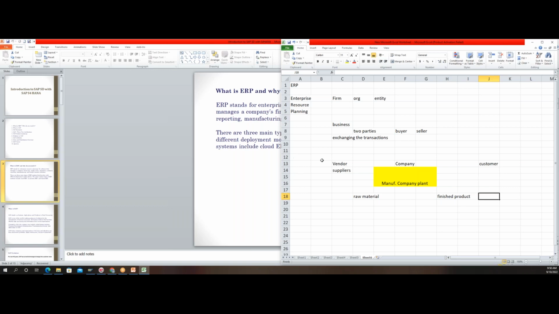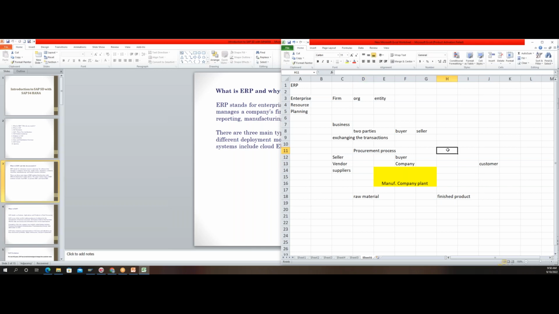Now, in this whole process, what is the role of a company? The company is a buyer and the vendor is a seller in the procurement process.